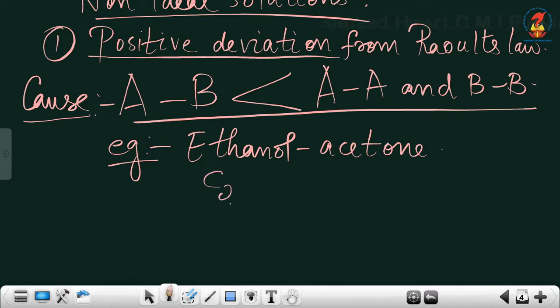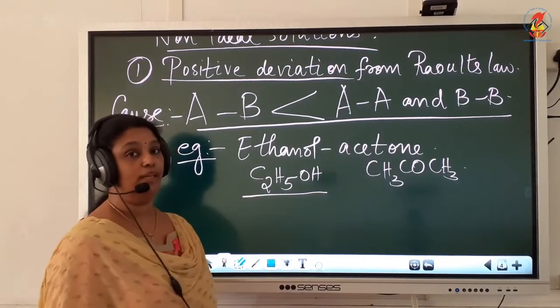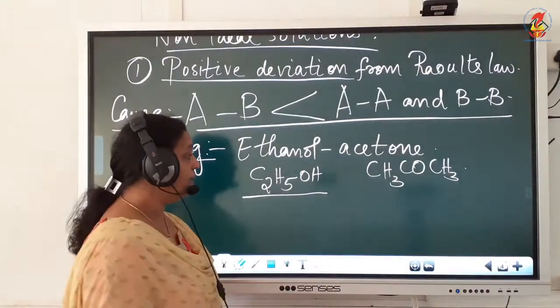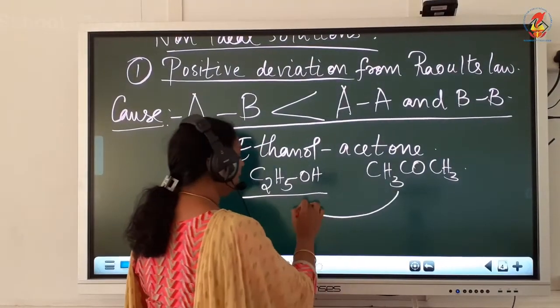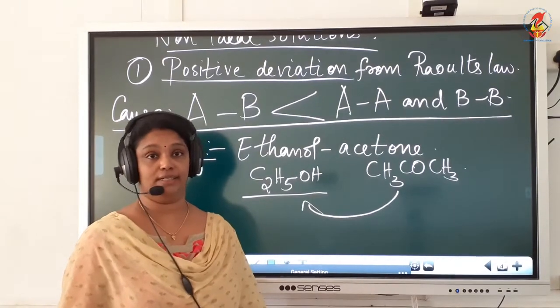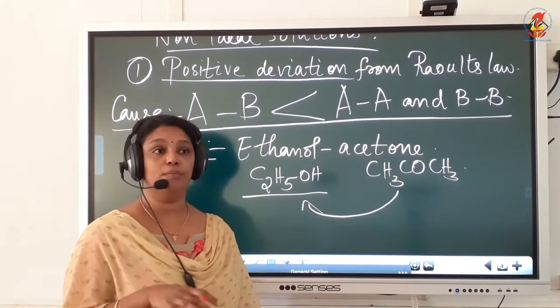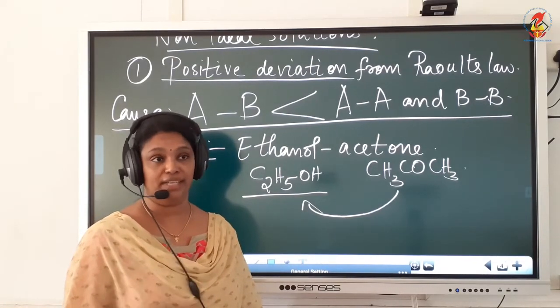Ethanol, we know the formula of ethanol is C2H5OH. This is an alcohol, and acetone is CH3COCH3. Now, in ethanol, there is a strong hydrogen bonding present. When you add acetone to ethanol, the hydrogen bonds become weak. Because we are adding acetone to ethanol, the hydrogen bonds in ethanol will become weak.